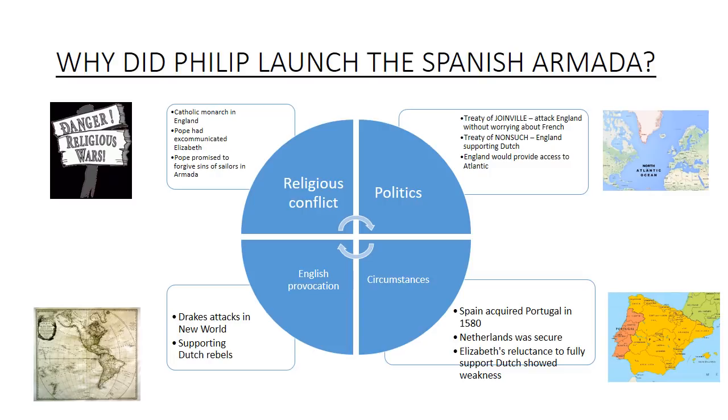Also, the politics were that Spain felt quite safe because it signed a treaty with the French, the Treaty of Joinville, and that meant they could just focus on attacking the English.